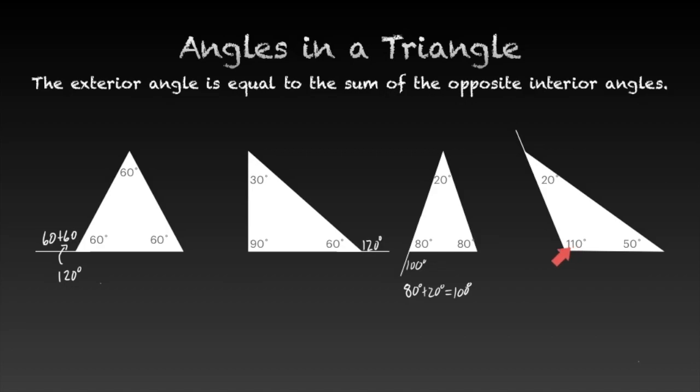And lastly, you're going to have 110, 50, and 20. So the opposite of these two is going to be 110 and 50. So when you add those two up, you're going to get 160 degrees. So 110 plus 50 gives me 160. And that's going to be our proof. And then we're going to do 90 plus 30 is going to be equal to 120 degrees.